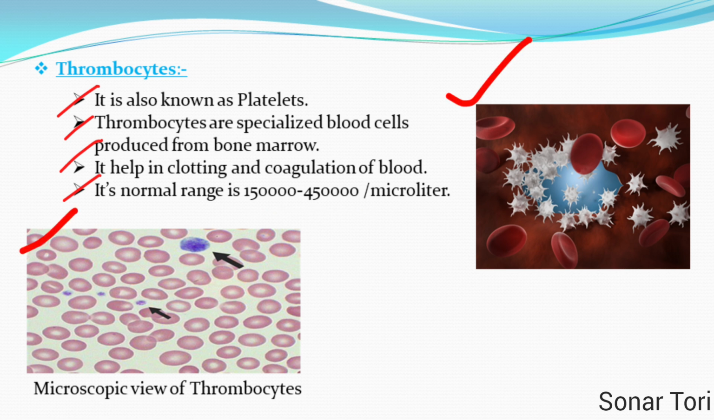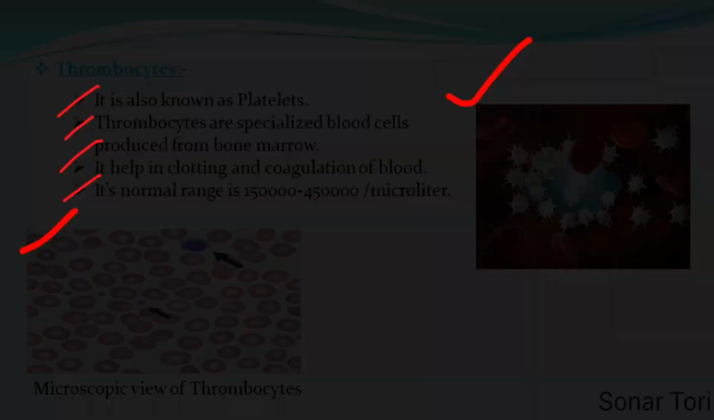Two images are shown. One is a 3D image and another is a microscopic view. The small dots indicated with an arrow mark are platelets, and in the 3D image the whitish cells are called platelets.